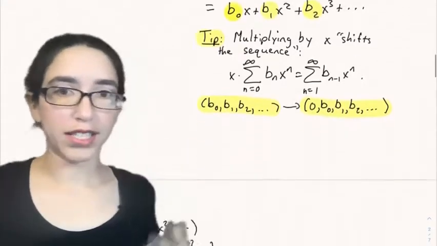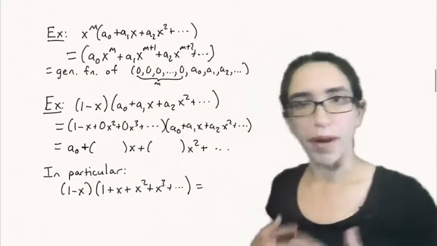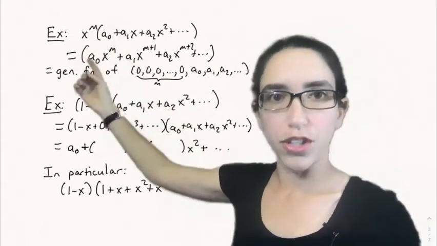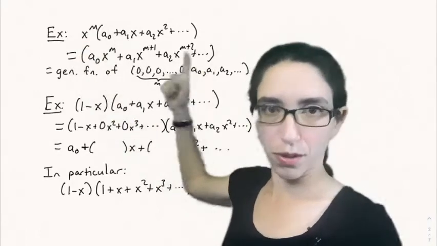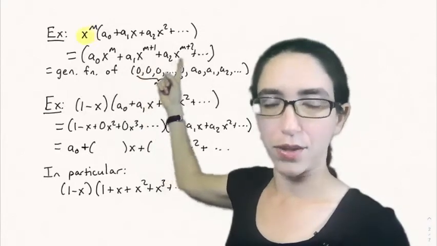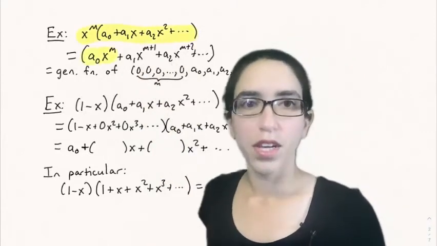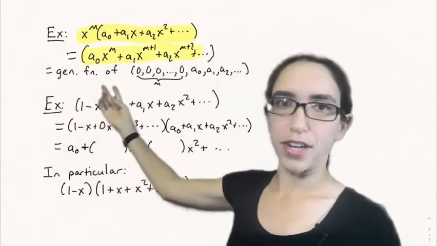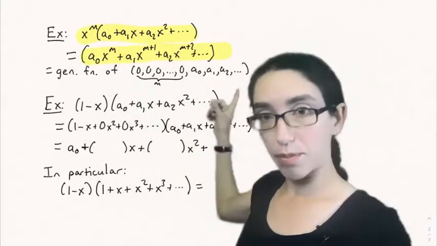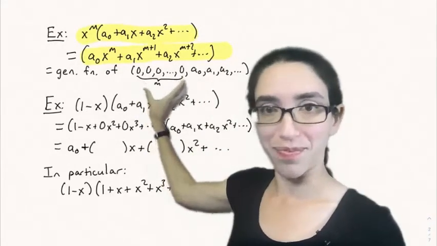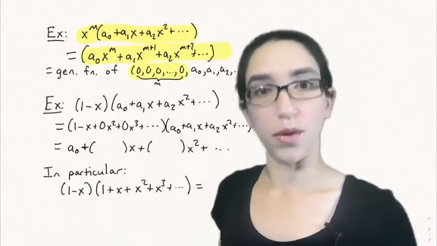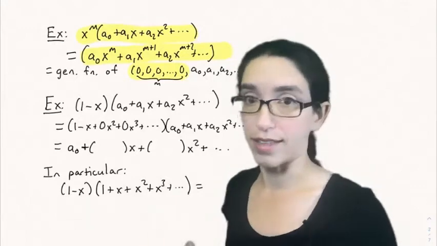So now let's look at a similar example. What if we multiply by a power of x? Multiplying by x to the m, well, by a similar argument, you can show that x to the m also distributes through, and you get a0 x to the m plus a1 x to the m plus 1 plus a2 x to the m plus 2, etc. So in other words, we can think of this as the generating function of the sequence formed by shifting the sequence a0, a1, a2, m steps to the right and padding it with m zeros in the front. So multiplying by x shifts it once, multiplying by x squared shifts it twice, and so on. And this really comes in handy, as we'll see, especially in the next lecture video.